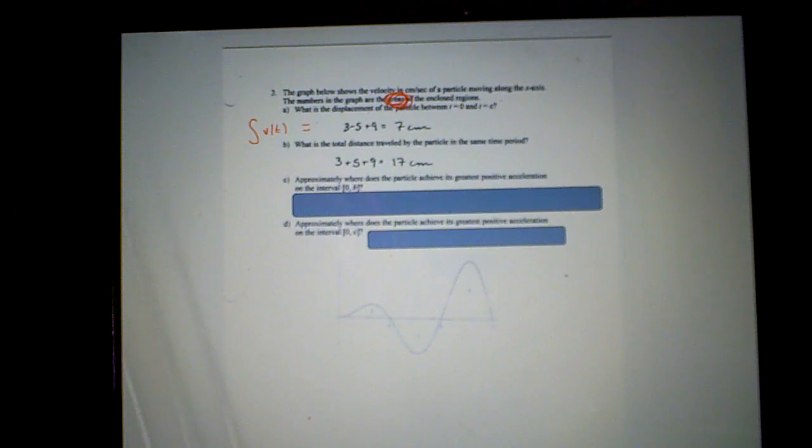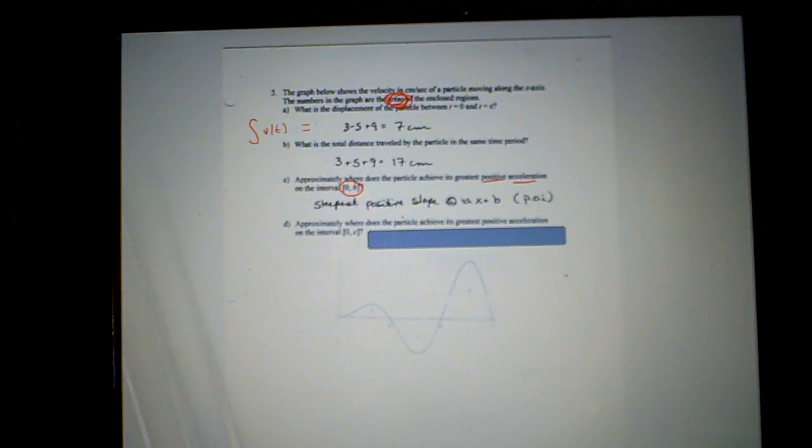Approximately where does the particle achieve its greatest positive acceleration on the interval 0 to b? Where is the steepest positive slope, right? Slope is derivative, and acceleration is the derivative of velocity. So I thought it approximately here was the steepest one. It was right at the end point. Approximately where does the particle achieve its greatest positive acceleration on the interval 0 to c? Wasn't sure why this question was. Seems to me to be the same, right?